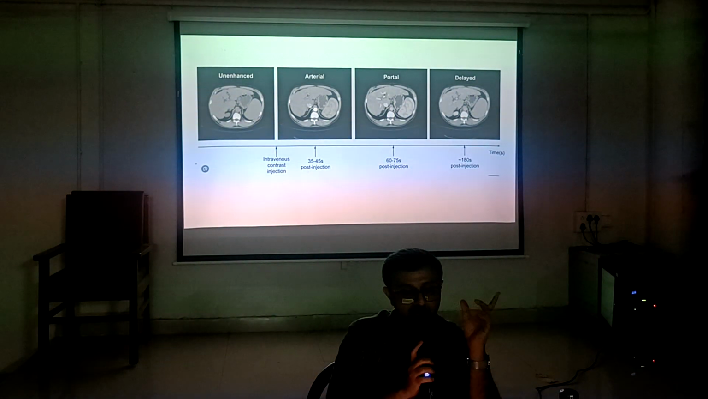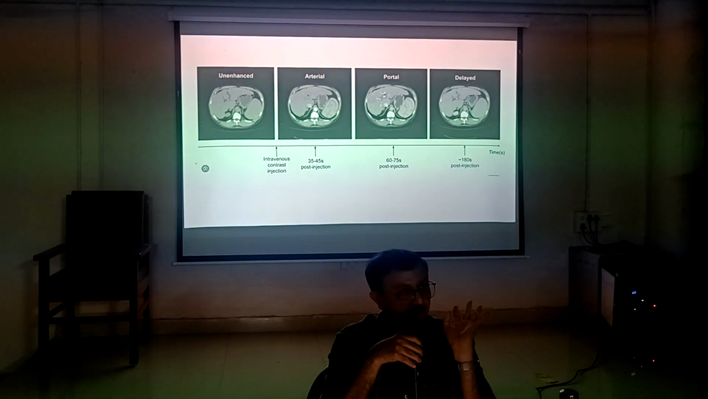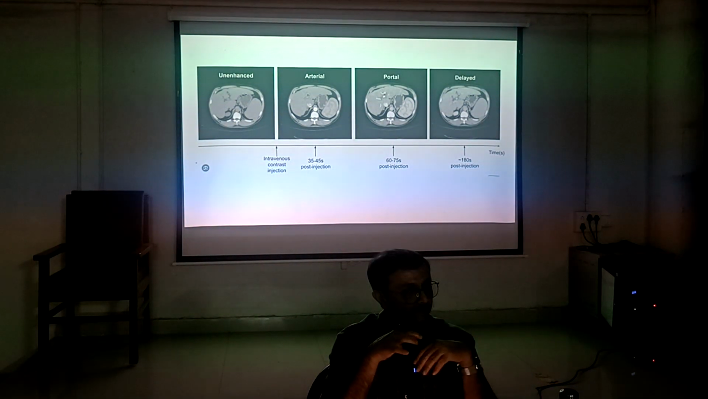See, in the first plate the aorta is not visible, in the second plate the aorta is seen, in the third plate again the aorta is not visible. Delayed arterial phase.